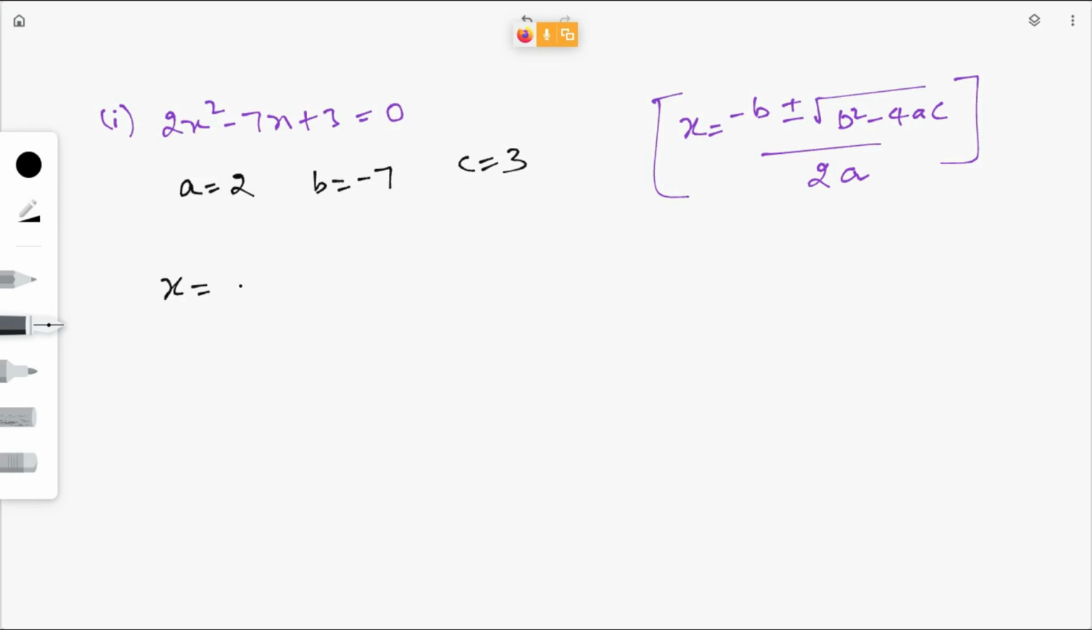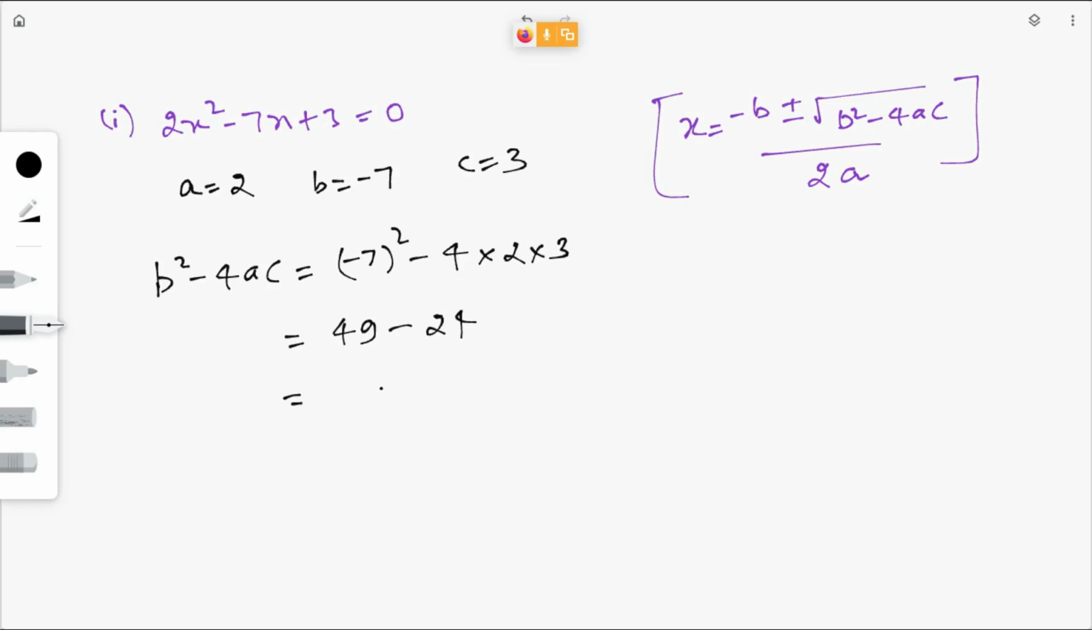X is equal to minus of minus 7. But instead of that, as I told, first we need to check b square minus 4ac. If it is greater than 0, then we can use this formula. B square is minus 7 whole square, 4 times a which is 2, times c which is 3: 49 minus 24.